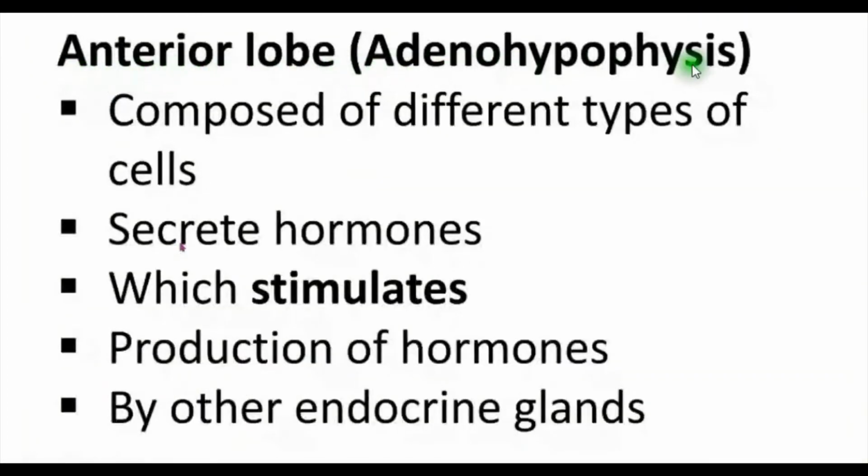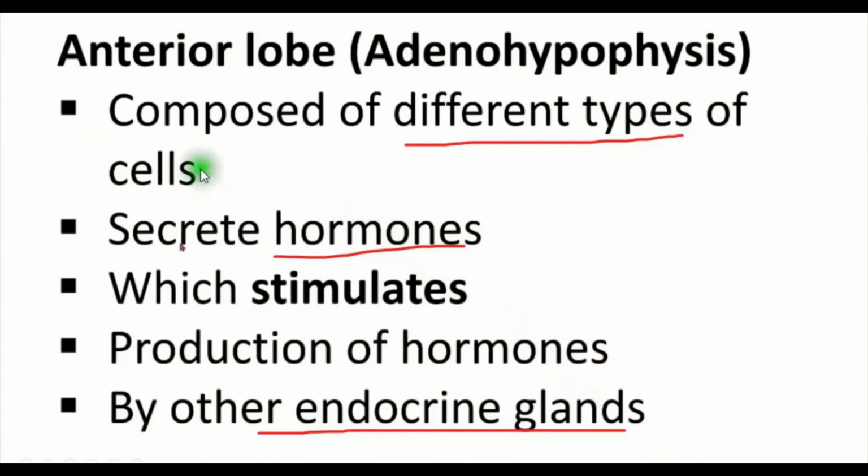The anterior lobe, or adenohypophysis, is composed of different types of cells and secretes hormones which stimulate the production of hormones by other endocrine glands. That secretion is known as hormones, which stimulate the production of hormones by other endocrine glands.